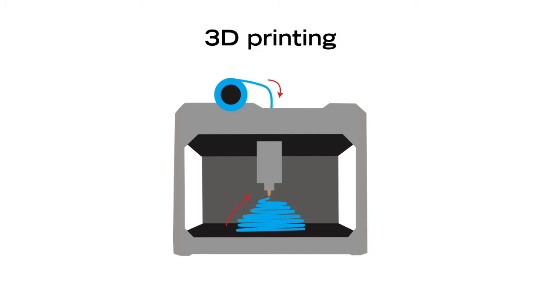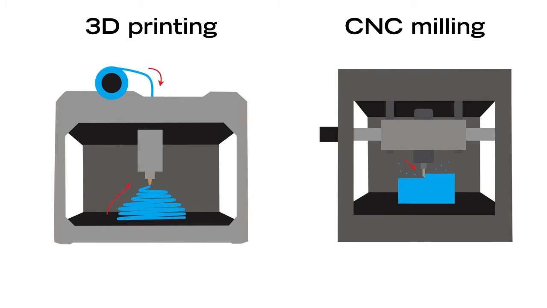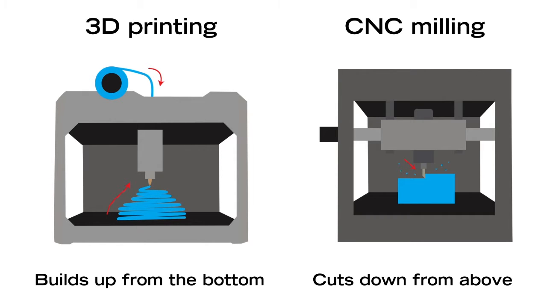What I want to start with is simply, what is CNC milling? How do you describe this to somebody who doesn't know what it is? I like to think of it in relation to 3D printing, which a lot of people are already pretty familiar with. 3D printing is where you heat up a material and create something from the bottom up, as opposed to CNC milling, where you're actually carving into a material. So 3D printing builds up from the bottom, CNC milling cuts down from above.